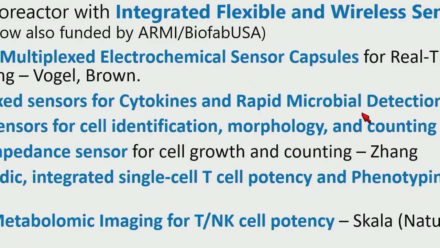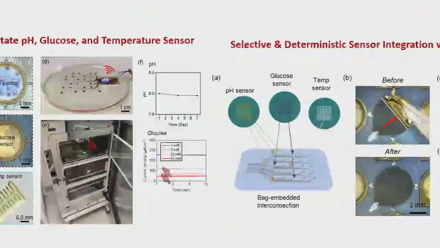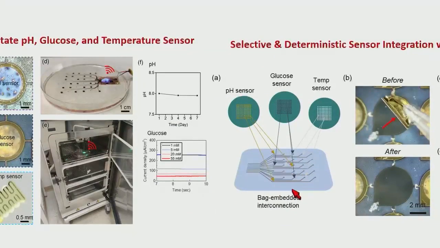Sensors for rapid microbial detection, inline impedance sensors for cell growth, multiple microfluidic technologies for potency assays, disease-on-a-chip models, and so on. I'll give you two quick examples. This is how the flexible sensors look. Each of these is a different sensor, and this is fully foldable. You can crumple this thing, and it still works, right? And so this can go into bags or bioreactor walls.